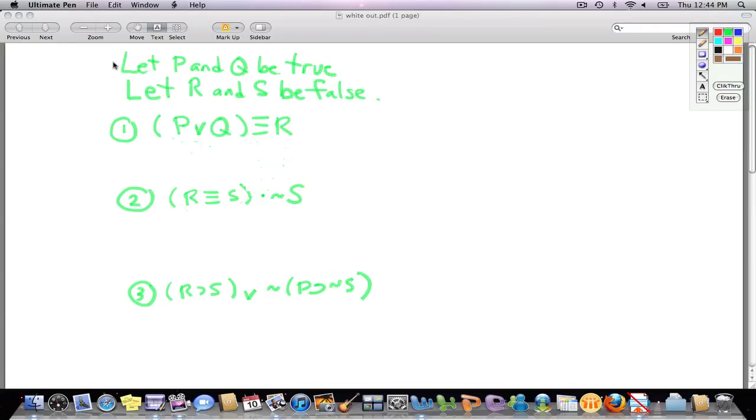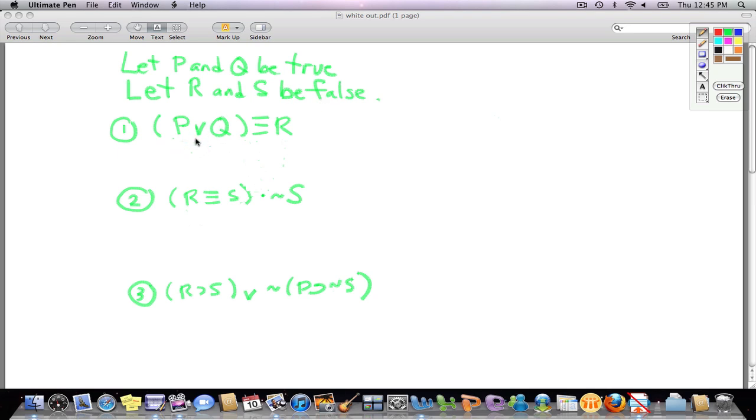Got a couple practice problems here to get you warmed up for the exercises in the 3.2, first two sets of exercises. In these exercises, like the problems I'm going to do here, we're going to let P and Q be true. Okay, we don't know what they mean. We're just assigning that for the purposes of practicing the operators in arithmetic here. We're going to let R and S be false.